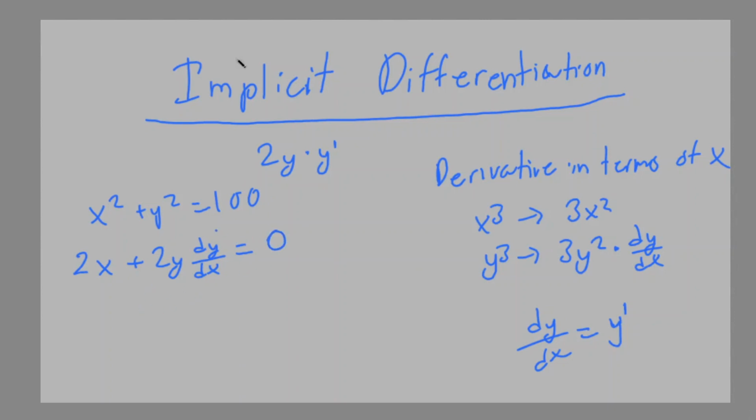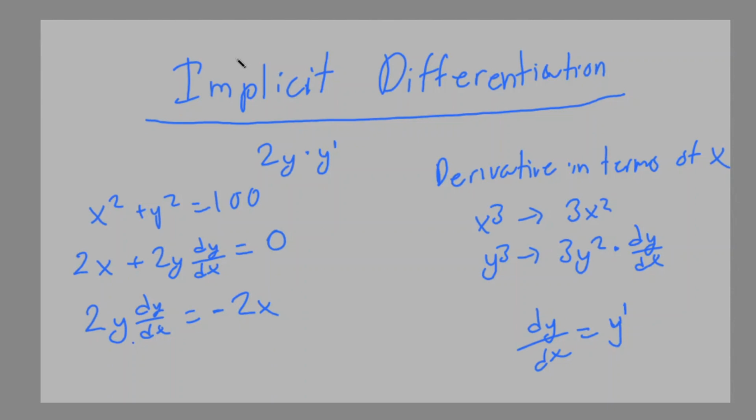So now is where the sorting factor comes in. You want to have every term with the dy dx on either the left or right side. And then every term without the dy dx, you want to have on the other side. So in this case, we're going to move 2x to the other side. So we'll have 2y dy dx equals negative 2x.